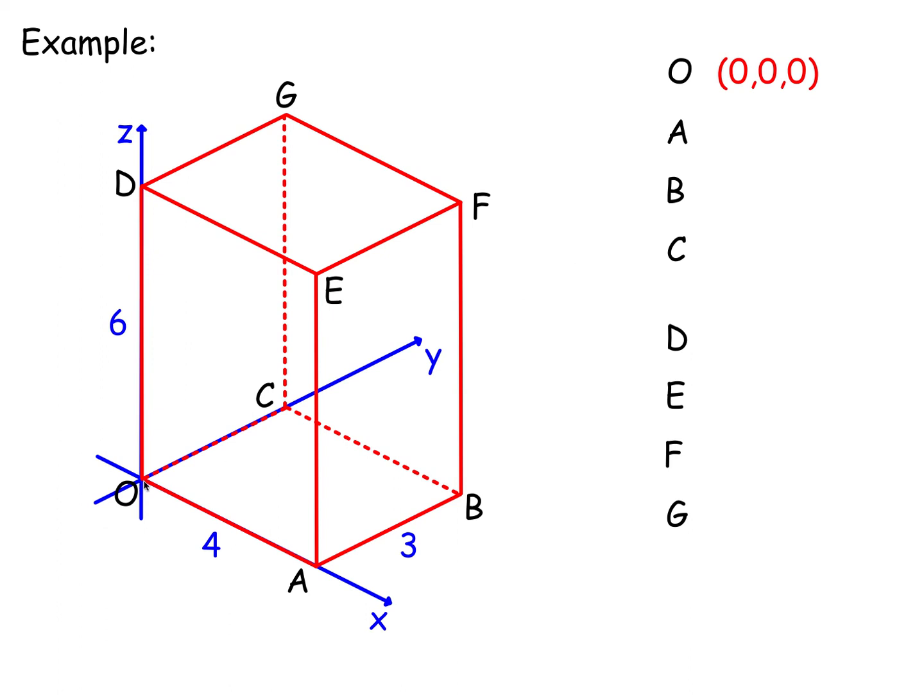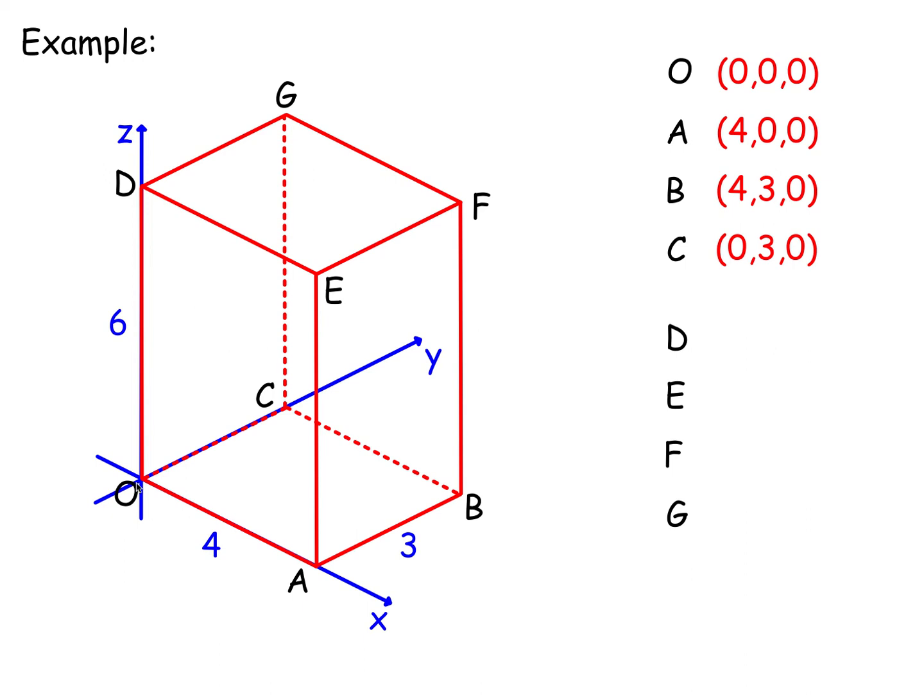To get to A, you go 4 units along the x direction, but 0 units in the y direction and 0 units on the z direction, which is why it's 4, 0, 0. For the point B, it's 4 units on the x, 3 units on the y, and 0 units on the z, so it's 4, 3, 0. And for point C, you're 0 units on the x, 3 units on the y, and 0 units on the z. So there's C at 0, 3, 0. And you do the same for D, E, F.